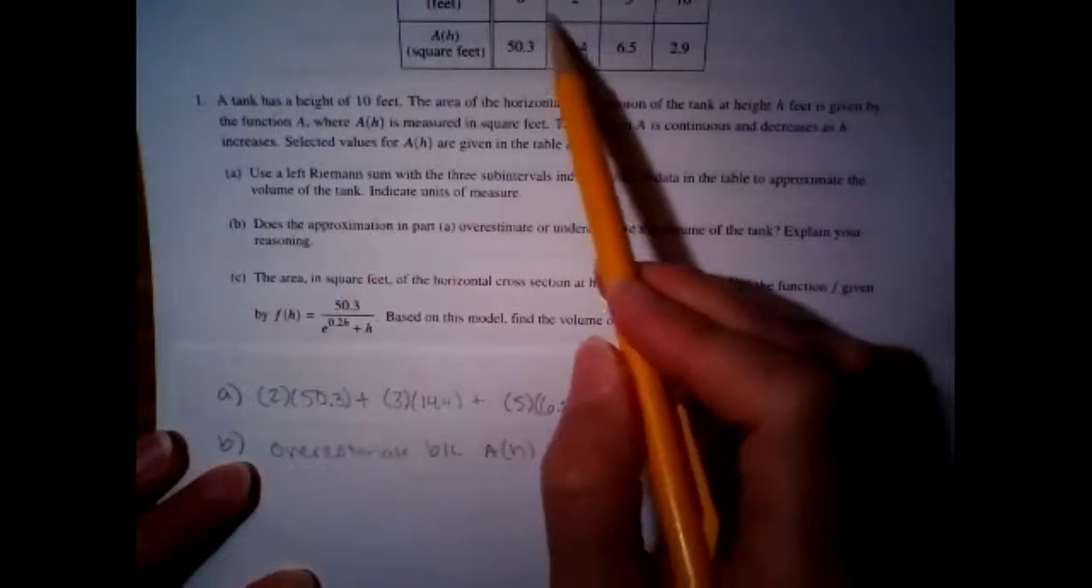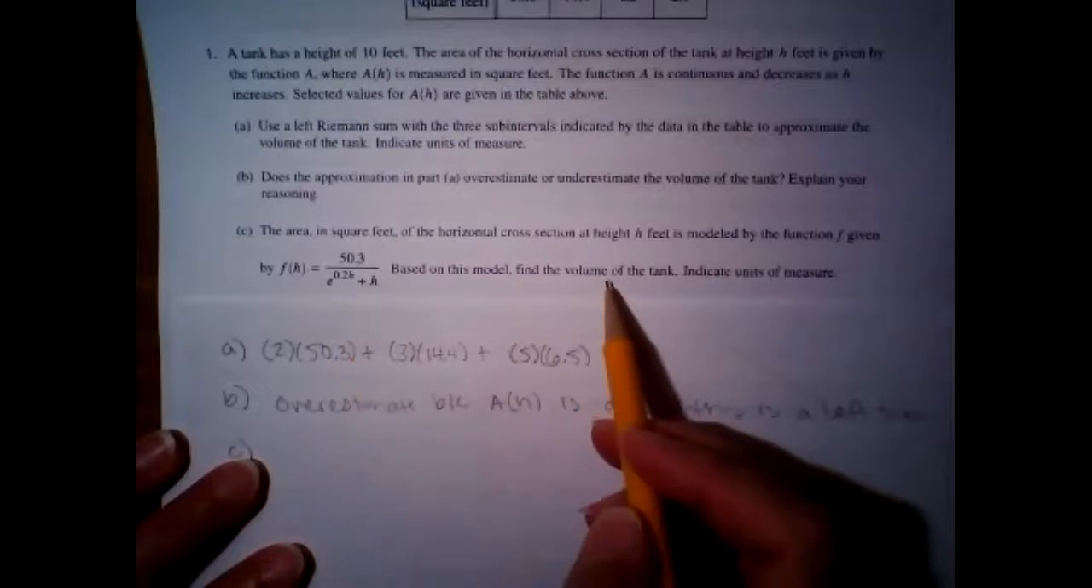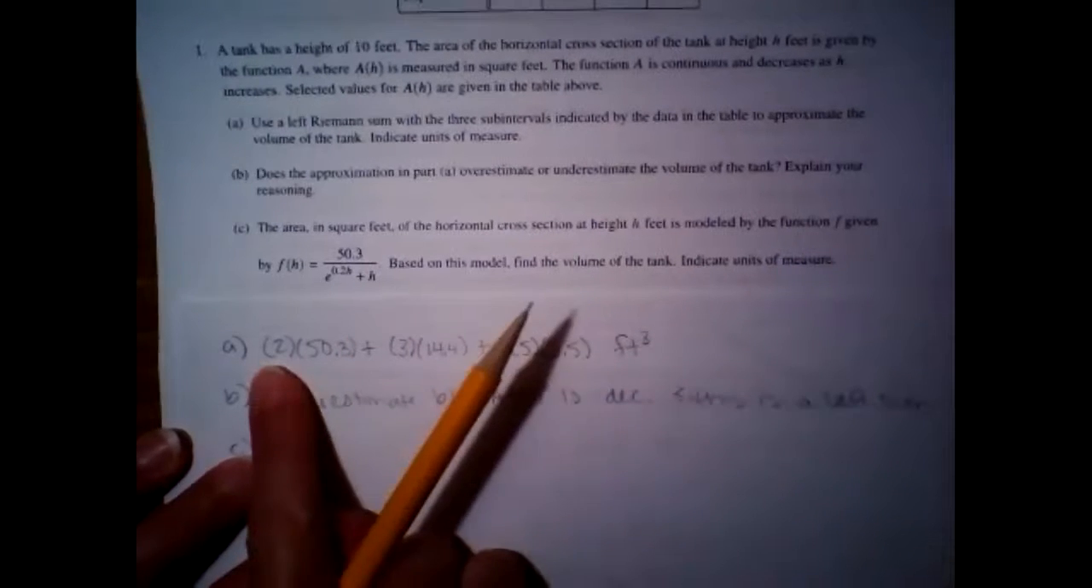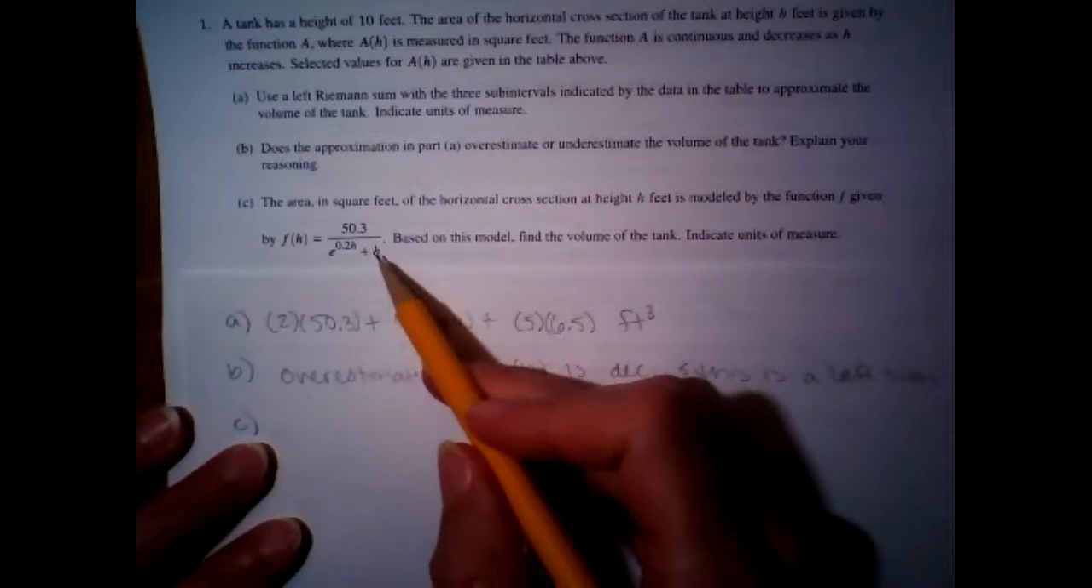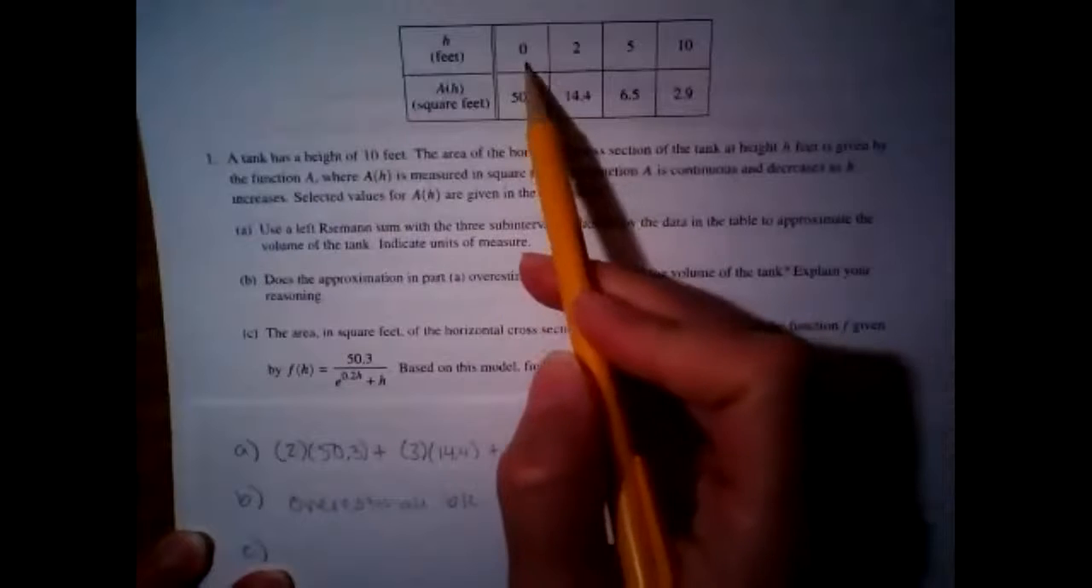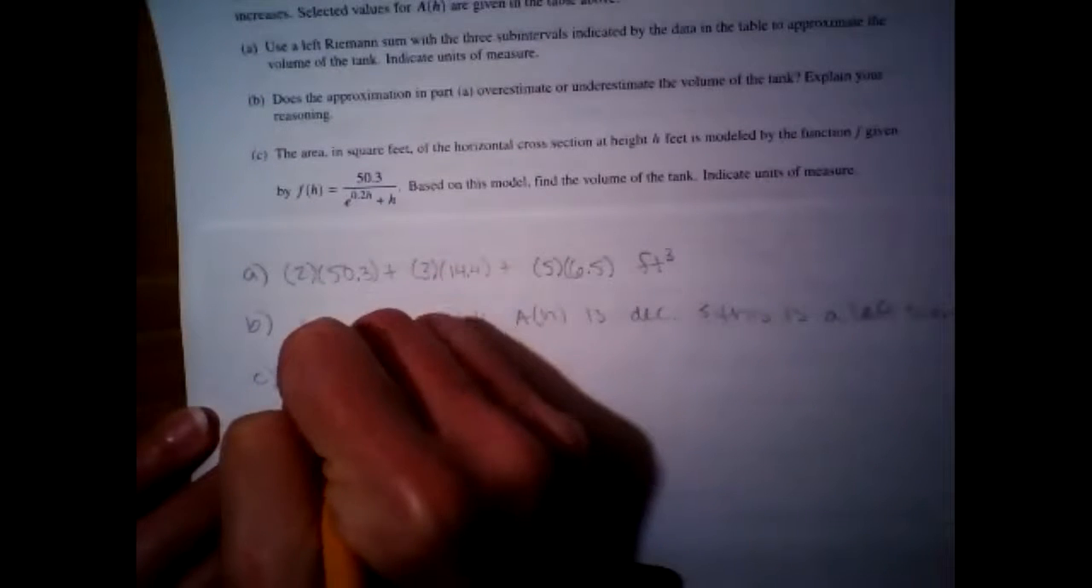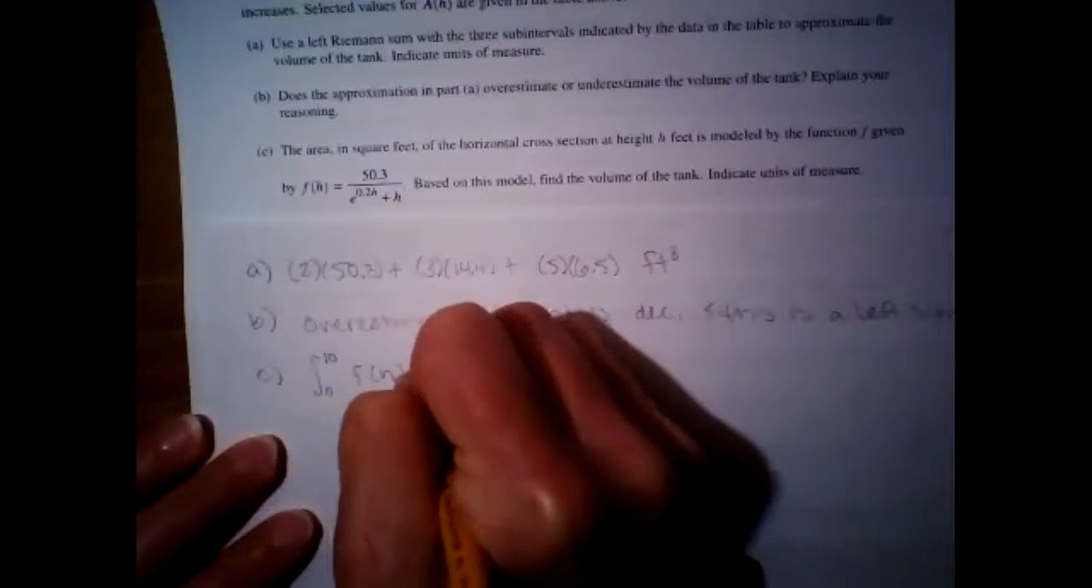All right, so then they give you a function f of h that also models the area of the horizontal cross section. Here we were doing an estimation of the volume in the tank, just using some of these values that they gave. Now they're giving us an actual function. We can use the calculator to find the exact volume of the tank. This Riemann sum is an estimate. Now we're going to get the actual volume. So what we want to do is add up these cross sections from 0 to 10. It said the tank was 10 feet high. So we want to do an integral from 0 to 10 of this f of h function, dh. We're going to put that in our calculator and it will give us the answer.